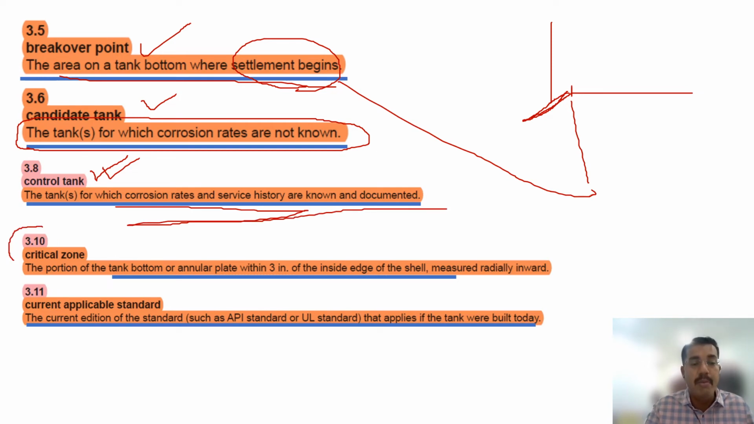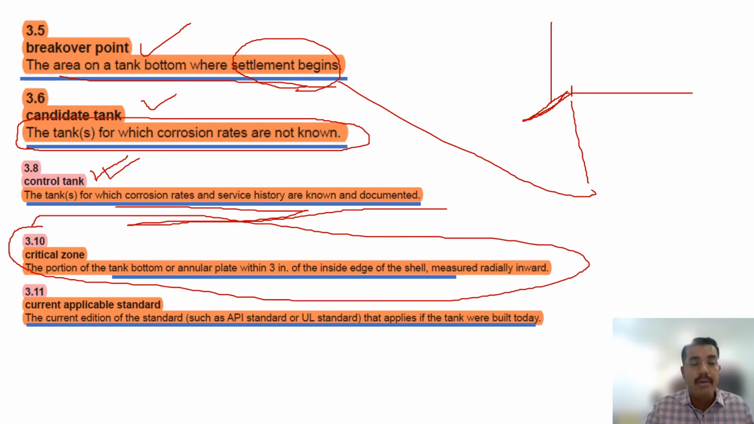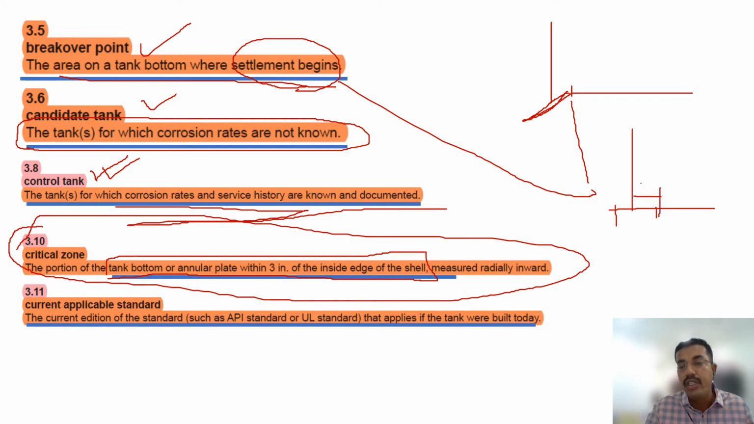Critical zone. This is very important and you will most probably get this question. Most of the API 653 exams ask these questions. Critical zone: the portion of the tank bottom or annular plate within 3 inches of the inside edge of the shell. Remember it very carefully. This is the shell, this is the bottom. Let's say this is our annular plate. The portion of the tank bottom or annular plate within 3 inches of the inside edge of the shell.